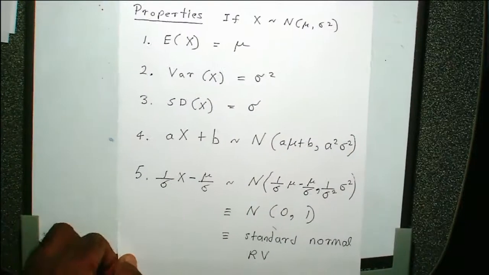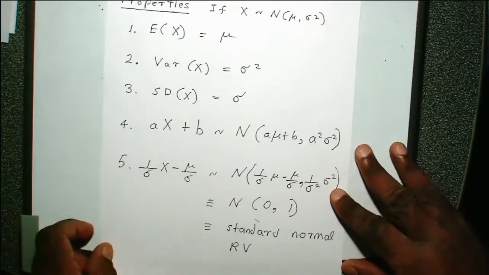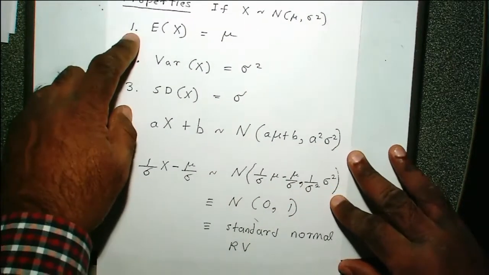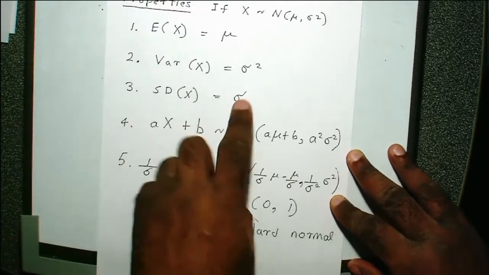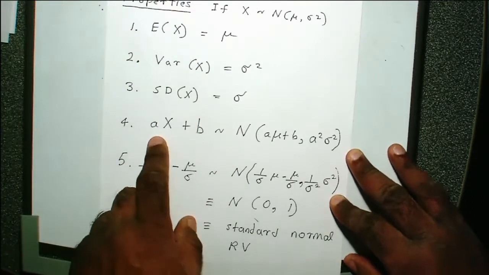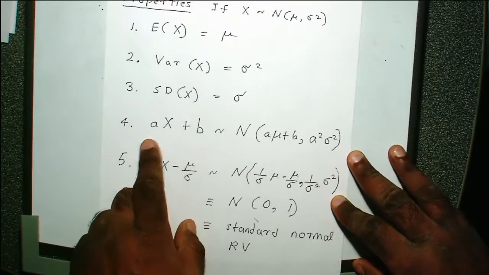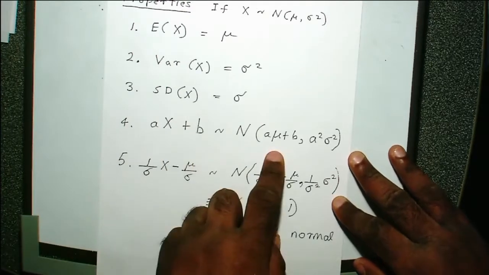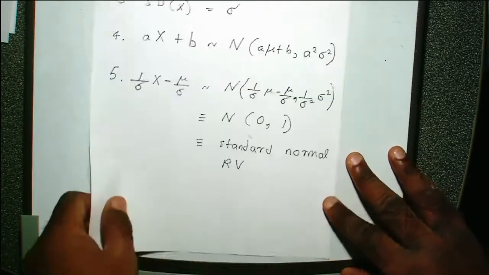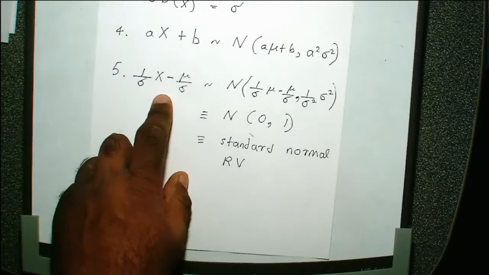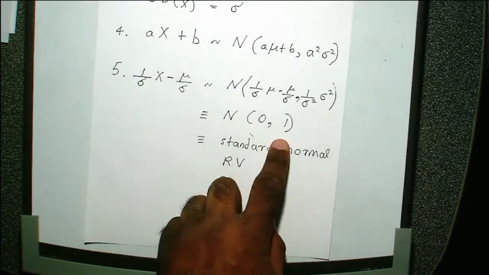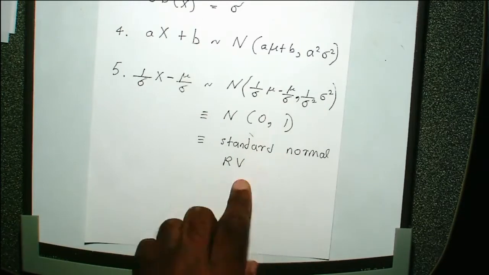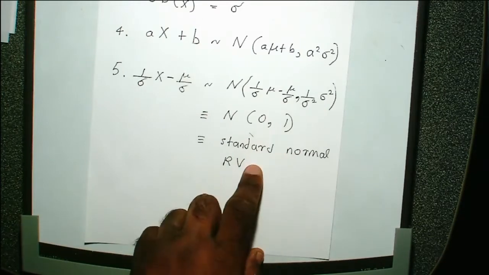Then I talked about some properties. These are 5 properties I mentioned last Thursday. So the mean of a normal variable is mu, the variance is sigma squared, the standard deviation is sigma. Any linear combination like this, ax plus b, will also have a normal distribution. In particular, this linear combination here will have this distribution, which is N(0,1), or 0 mean and variance 1. It's known as the standard normal distribution, right?